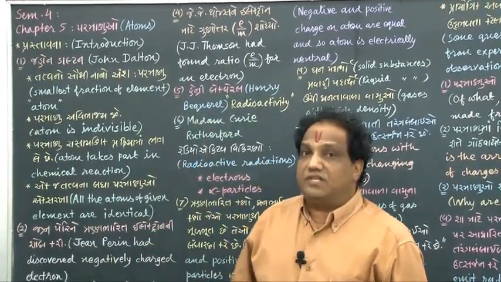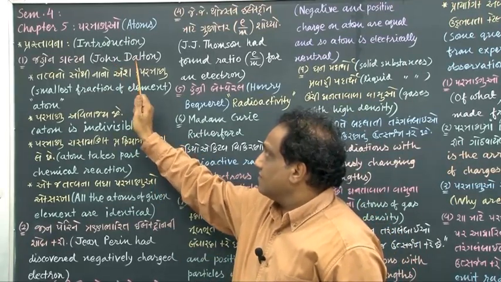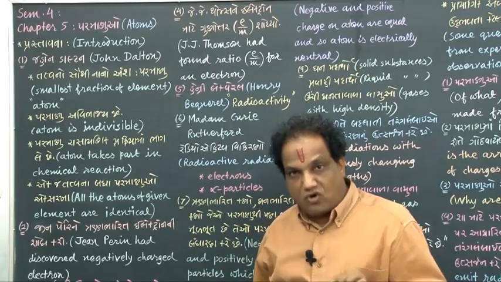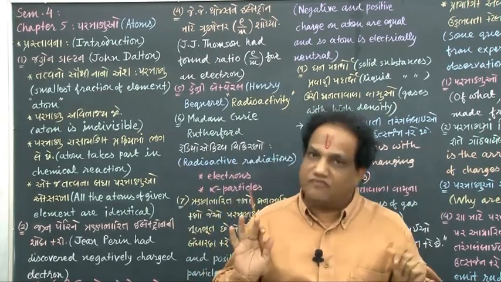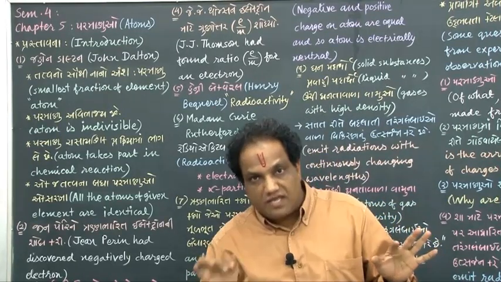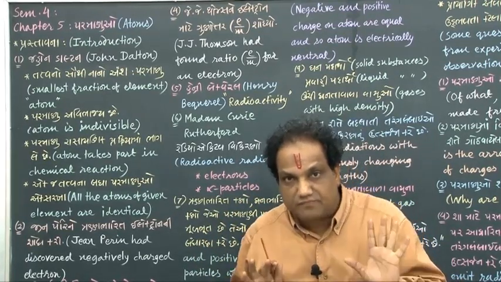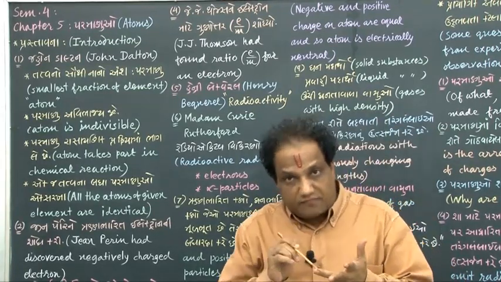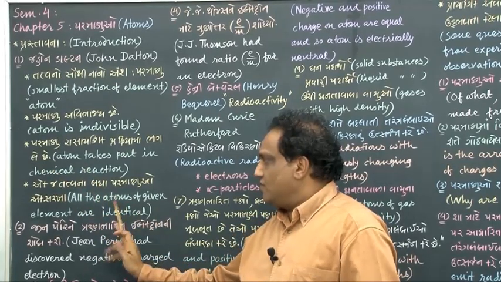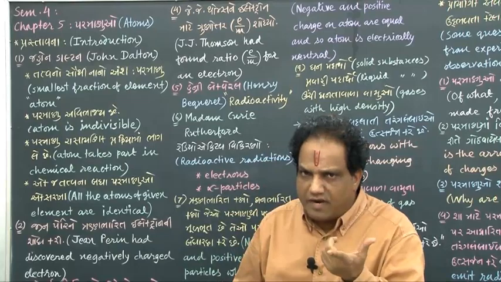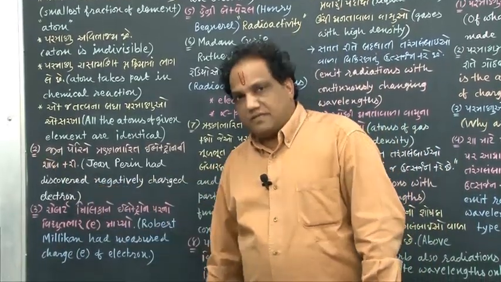In the beginning of the 19th century, in the year 1803, there was a scientist, Mr. John Dalton. He showed that the smallest part of an element is the atom. So what is an atom? The smallest part of an element. Fine. He showed that these atoms are indivisible, means you cannot divide them. You cannot have anything smaller than an atom. Okay, fine. It is the atom which takes part in the chemical reaction. And for a given element, all the atoms are identical. Okay, fine.